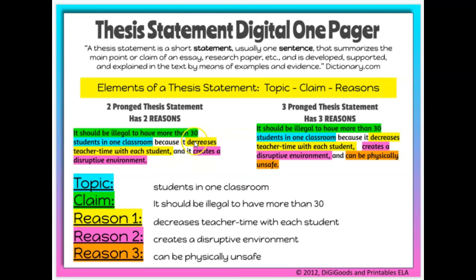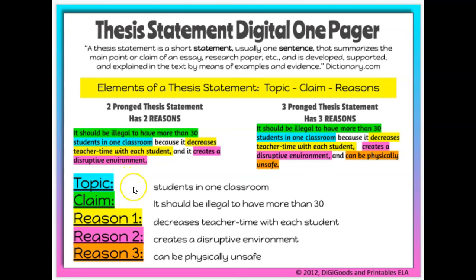Notice that this two-pronged thesis statement has 2 reasons why it should be illegal to have more than 30 kids in a classroom. And here's a three-pronged thesis statement. The same content, just one more reason has been added. It should be illegal to have more than 30 students in one classroom because it decreases teacher time with each student, creates a disruptive environment, and can be physically unsafe.